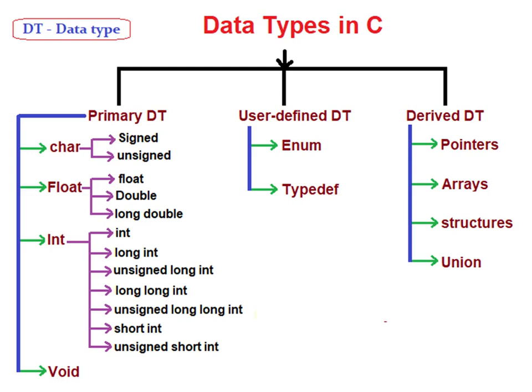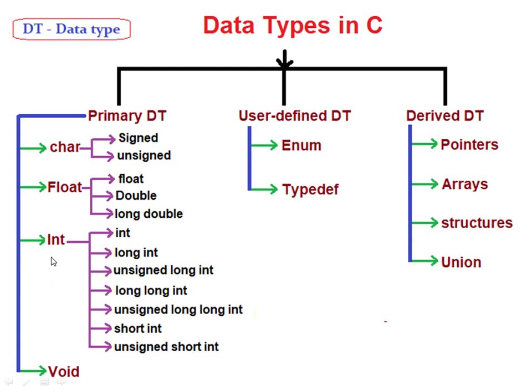And this is floating point. It has float, double, long double. It is used to store the decimal values. These three, float, double, and long double, are used to store the decimal values, but the difference is in the size. The ranges are different.